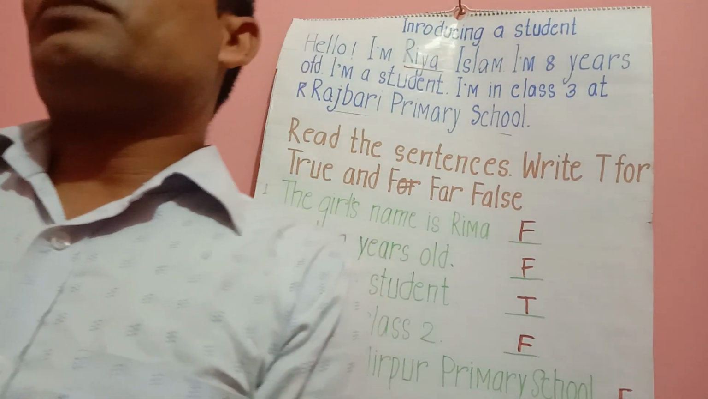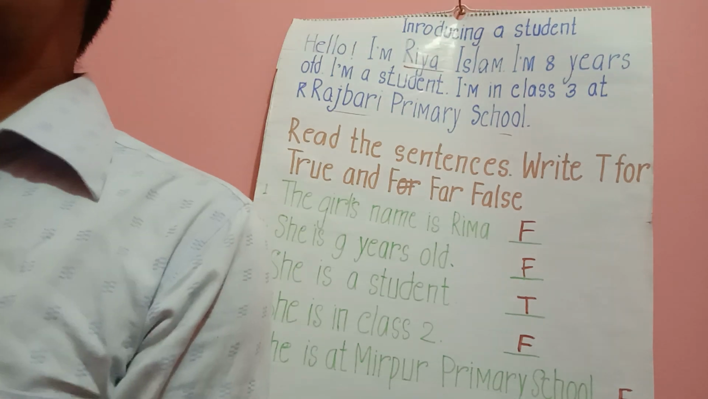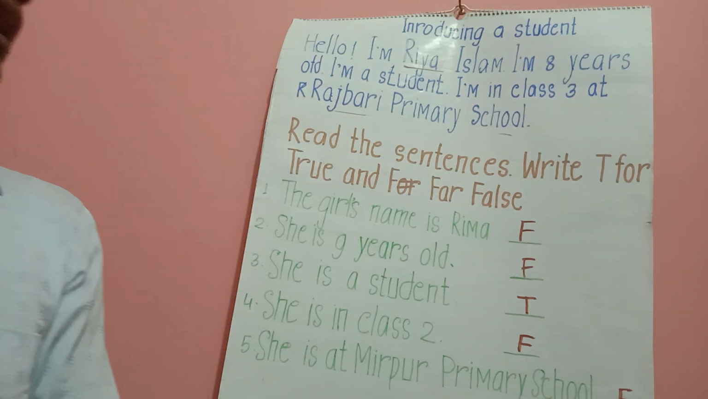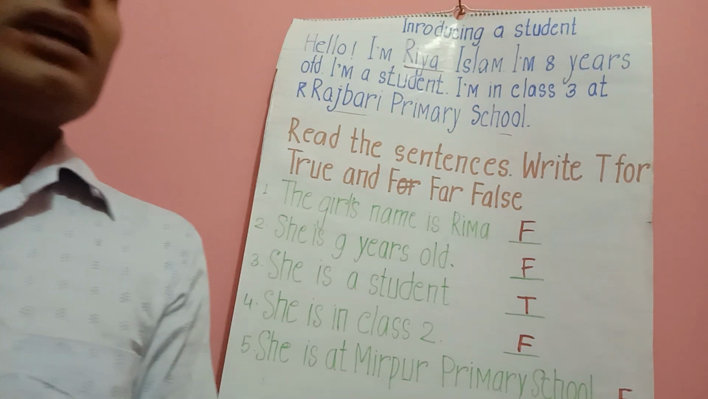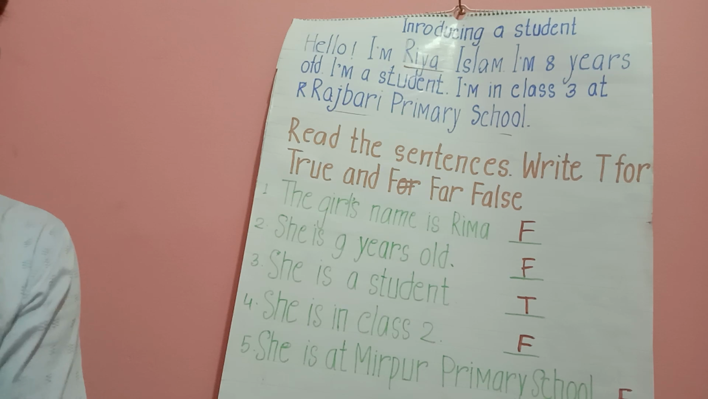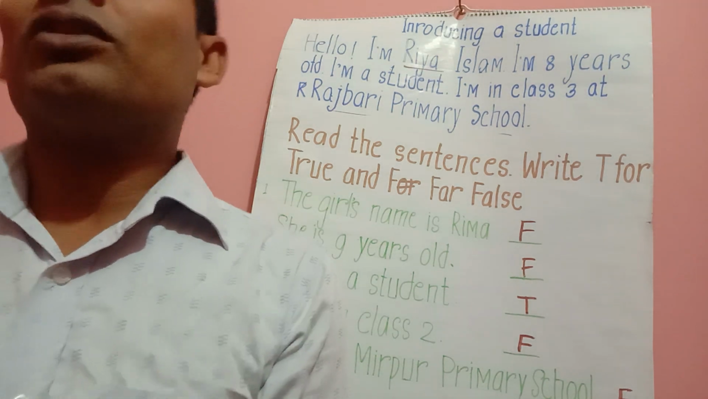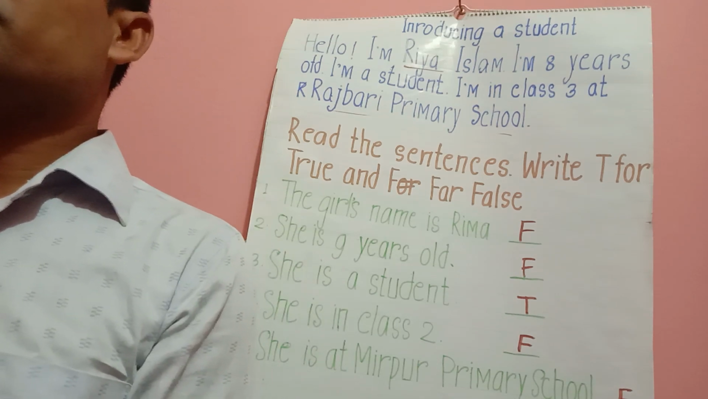I am now your friend. Whose name should I say? Yes, Shahriyar. Hello, I am Shahriyar. I am 8 years old. I am a student. I am in class 3 at Bengali Medium High School. Thank you.